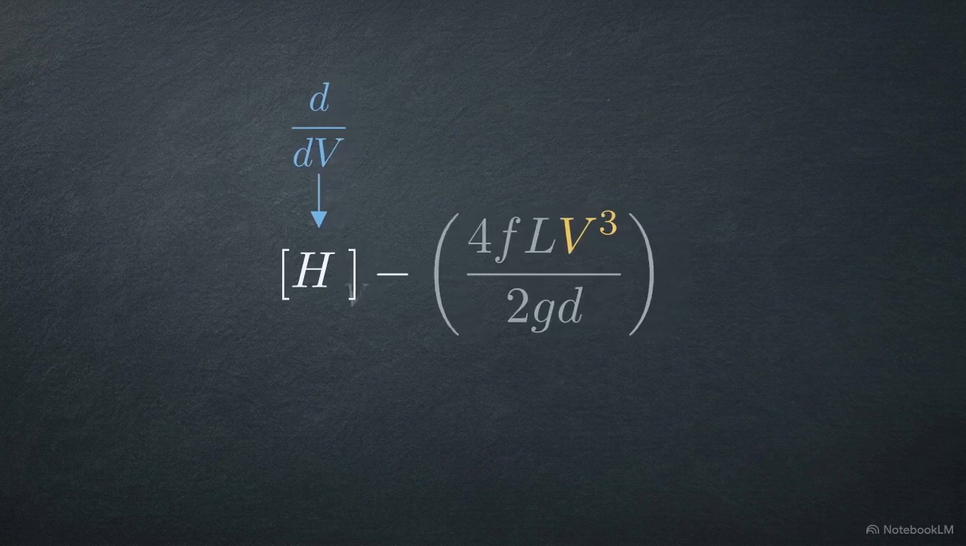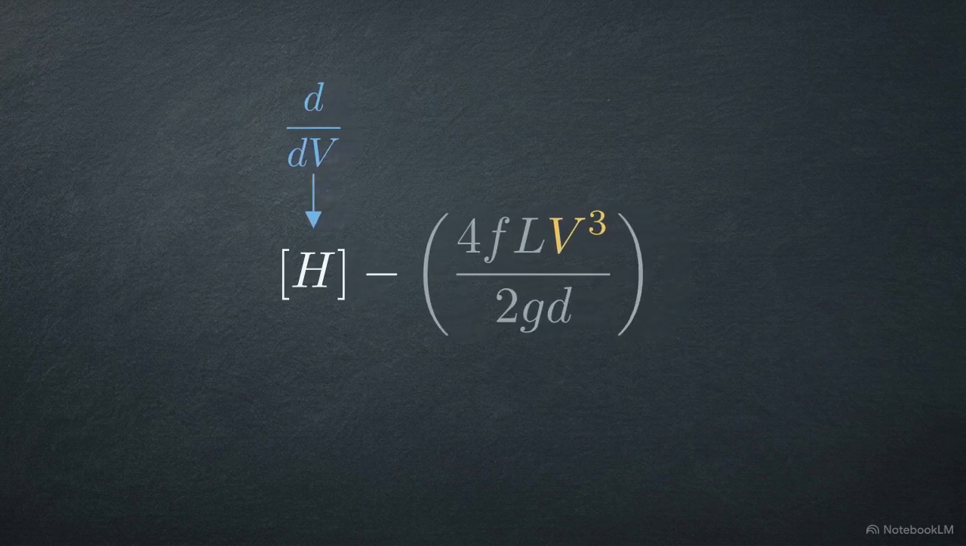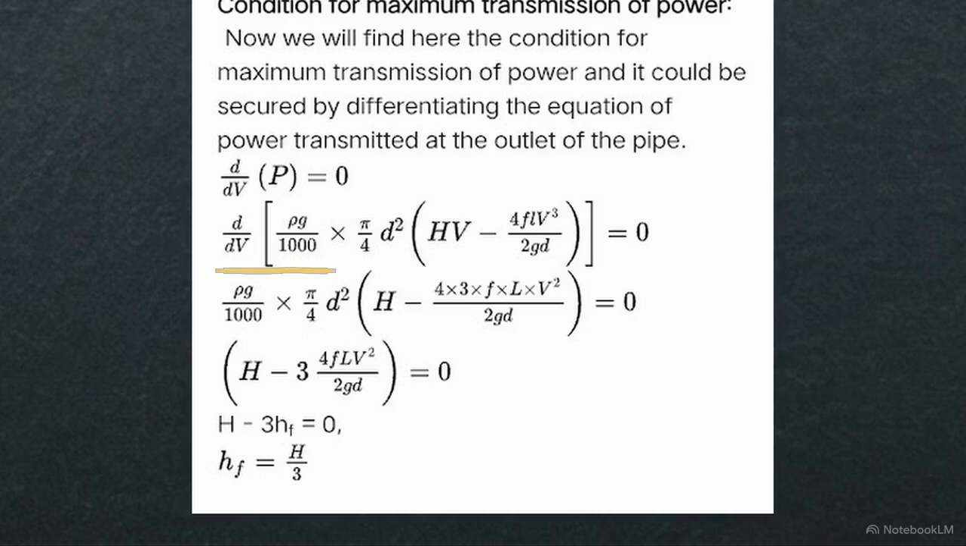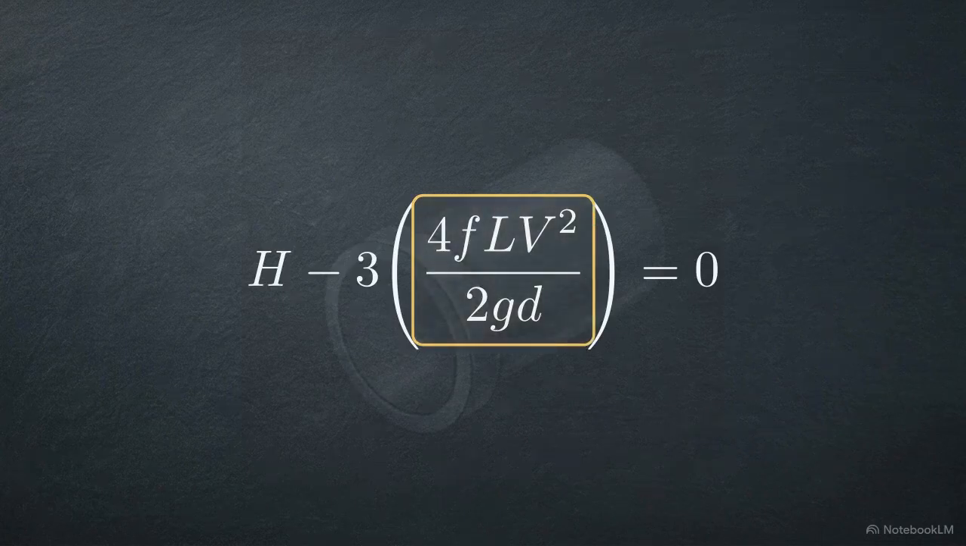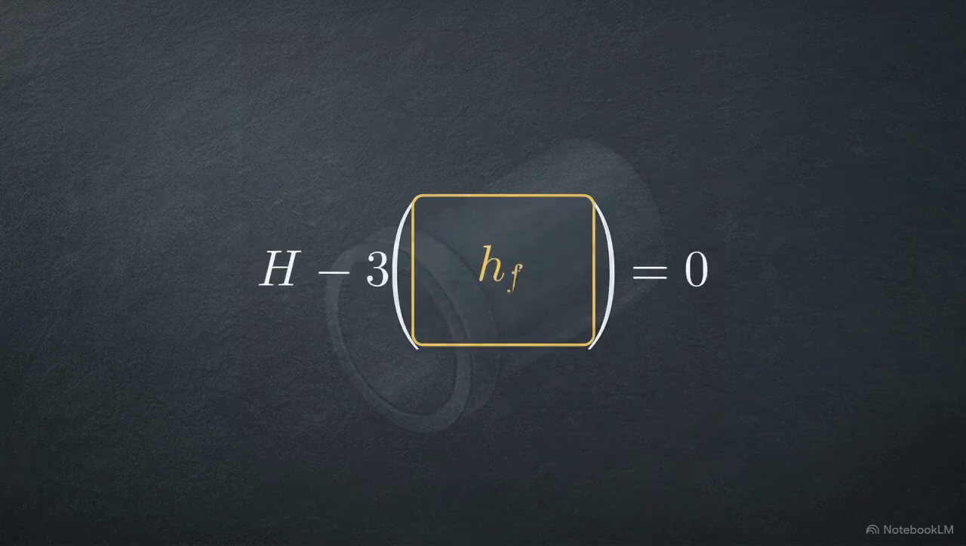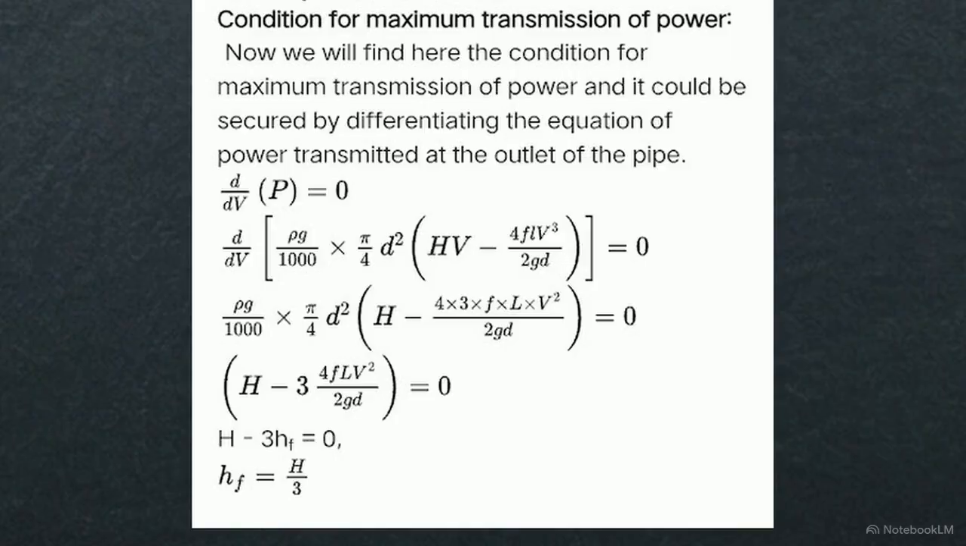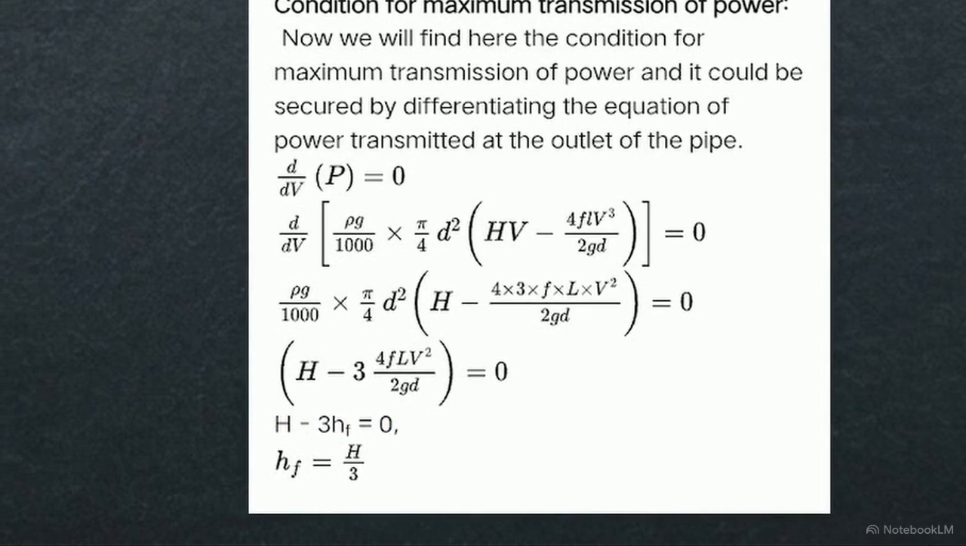Executing the differentiation, the H times v term simply differentiates to H. For the second part, the v cubed term inside the friction component differentiates to 3v squared, giving us this updated equation. We can simplify this by recognizing that the complex fraction remaining inside the bracket is exactly equal to our original friction term, H sub F. That substitution leaves us with a clean, simplified equation, H minus 3H sub F equals 0. Rearranging this final formula reveals the ultimate engineering constraint. Maximum power occurs exactly when H sub F equals H over 3.